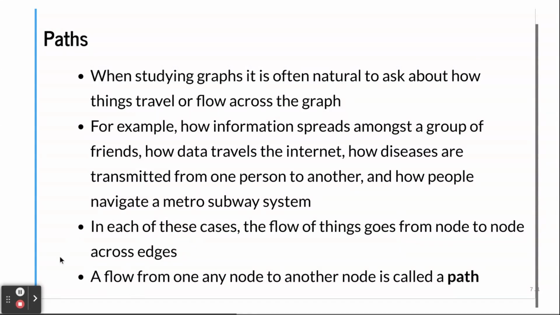When we consider the flow of something from one node to any other node, either a direct connection or one where you have to make a few stops, this type of flow from one node to another is called a path.